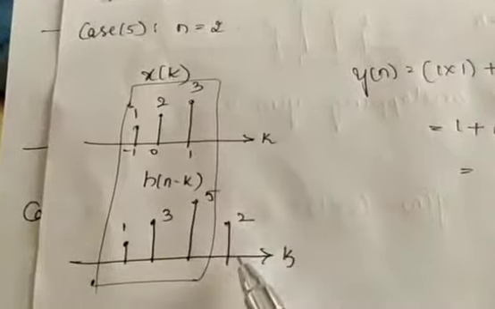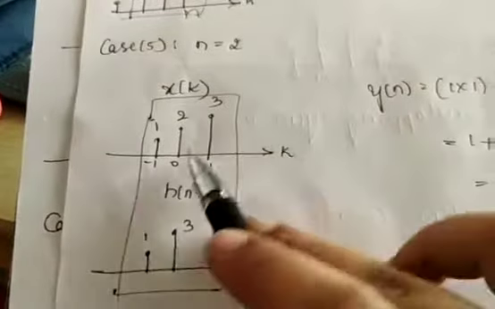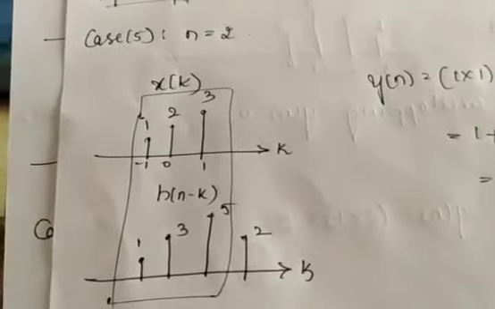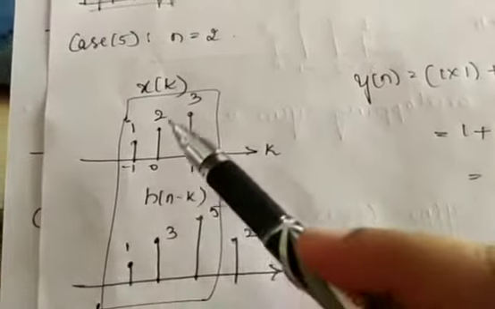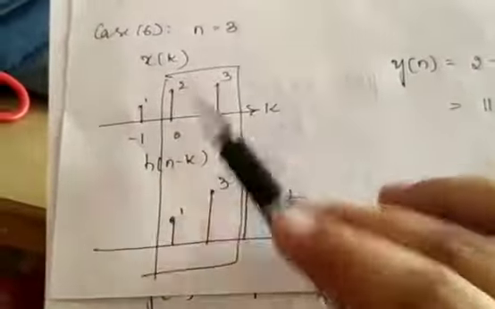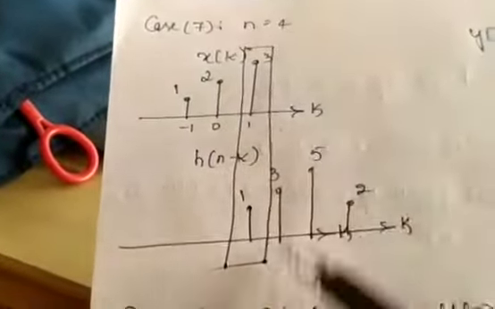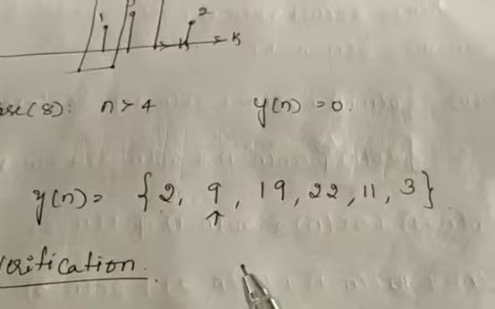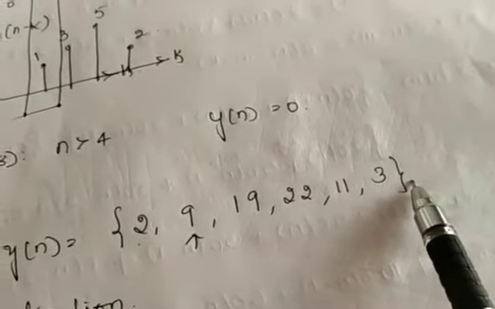When n is 2, one sample has come out of x of k. We have to continue this process until all the samples are out of x of k. Now again 3 samples are overlapped. Compute the convolution. Again shift it to the other position. When n is 3, 2 samples are overlapped. Then when n is 4, only one sample is overlapped, 3. Now if I further move it, that is n greater than 4, there is no overlapping, so it is 0. So y of n is 2, 9, 19, 22, 11, 3.